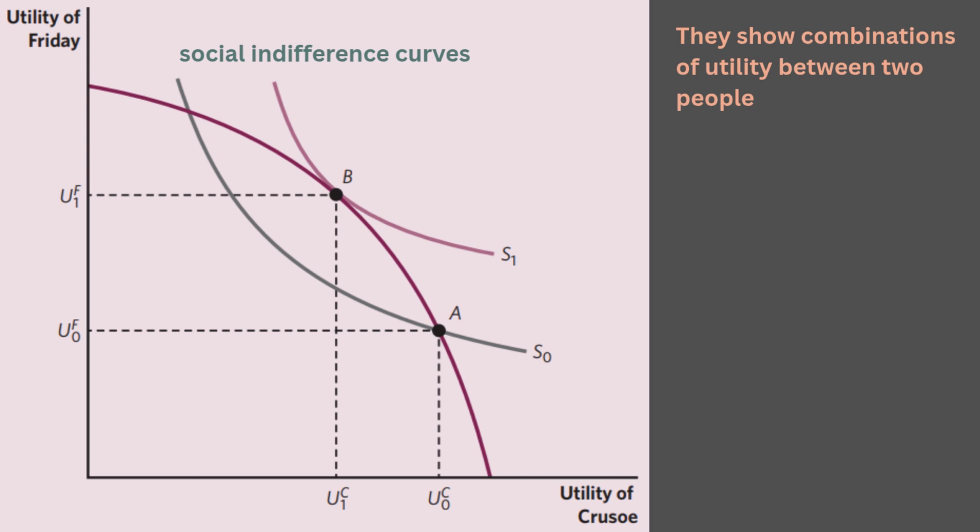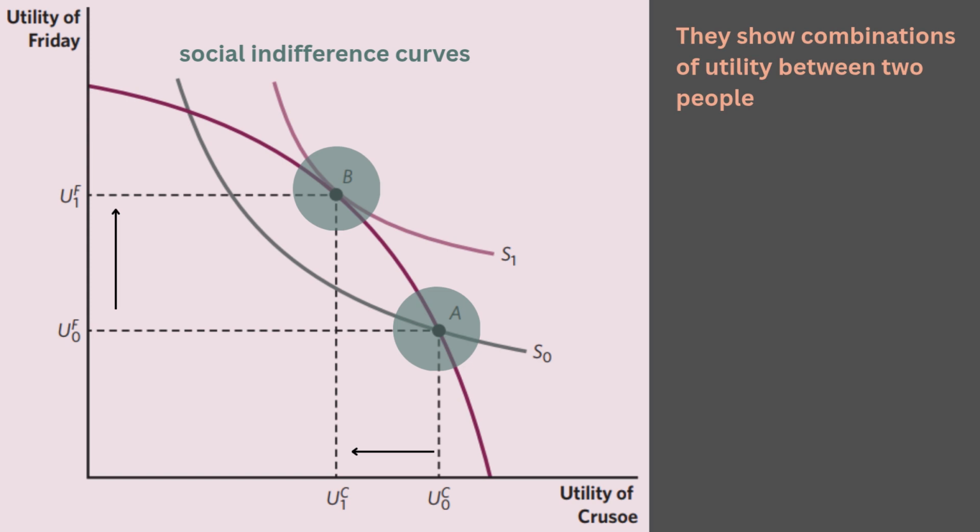Now let's say the economy is at point A, where Crusoe's utility is high and Friday's is low. Society considers shifting to point B, where Friday's utility rises but Crusoe's falls. Is that a good idea? To answer that, we use two tools. The utility possibilities curve shows us the trade-off, how much Crusoe must give up for Friday to gain. And the social indifference curve shows us how society feels about this trade-off. If point B is on a higher social indifference curve than point A, then society prefers B, even though Crusoe is worse off. That means the redistribution improves overall social welfare.